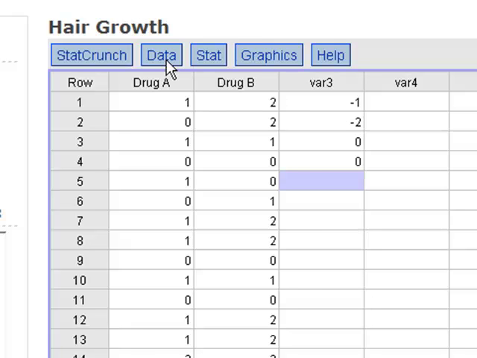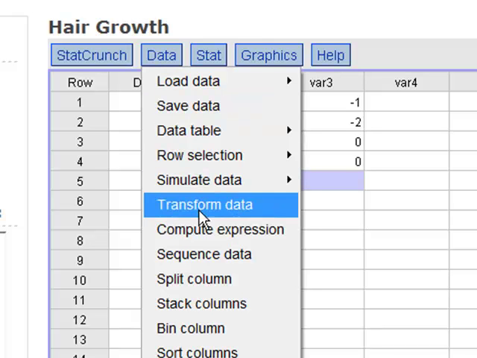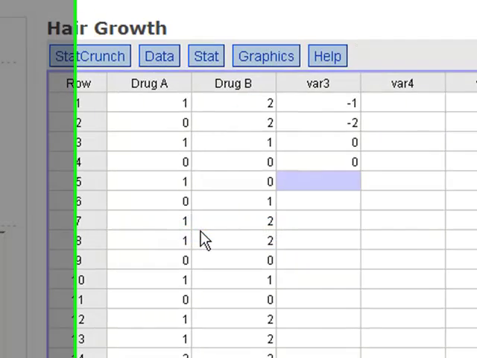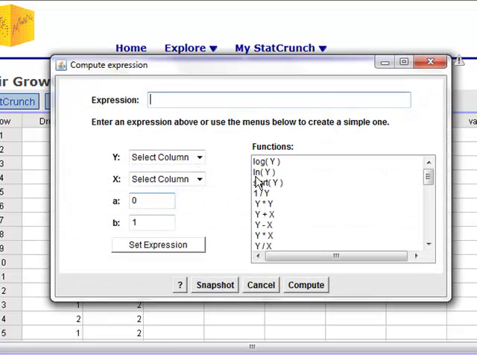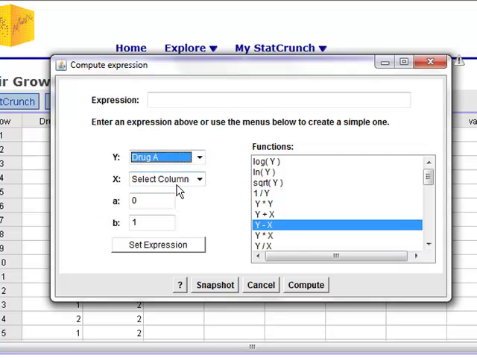So if you go under the Data menu, an option that you have is that you can compute an expression. You'll notice that there are several different functions that StatCrunch gives for computation. And what we'd like to do is the difference. So I'm going to select y minus x. Now, in order to set the expression that we'd like StatCrunch to compute, I need to choose my y column as drug A, my x column as drug B, and then you're going to click Set Expression, and you'll see that what pops up in the expression box at the top of your screen now says drug A minus drug B.